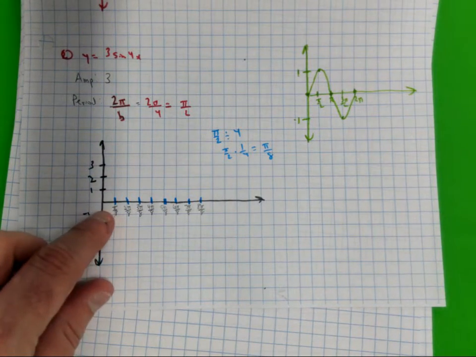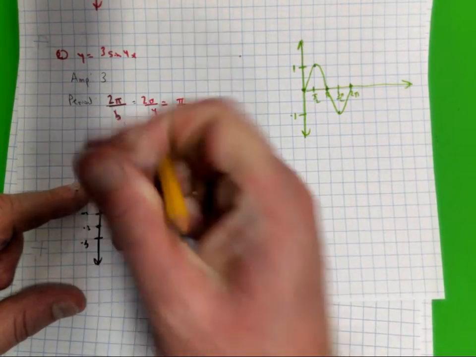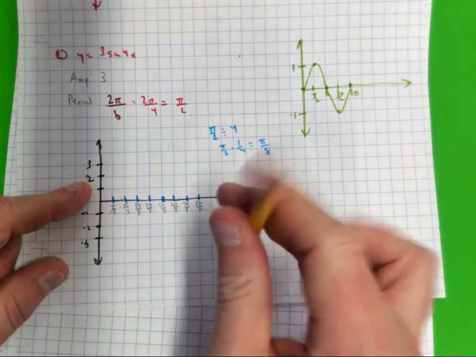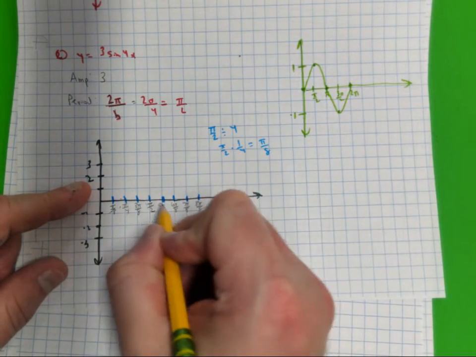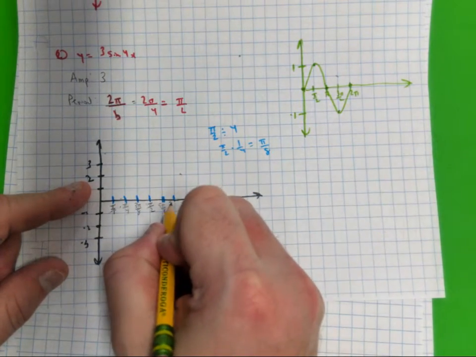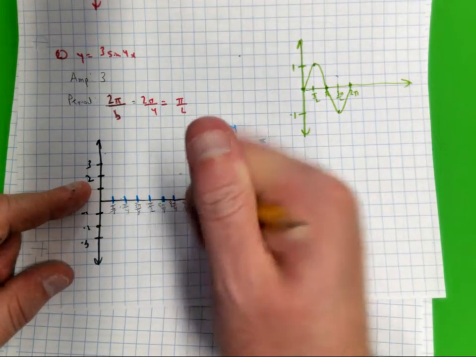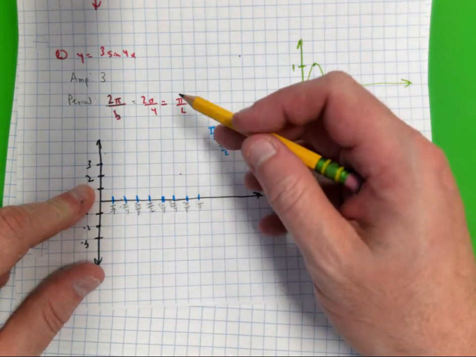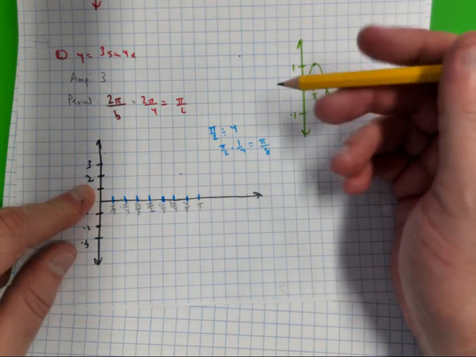Now, I can't reduce 1 pi over 8, but I can reduce 2 pi over 8 to pi over 4. 3 pi over 8 cannot reduce. 4 pi over 8 is pi over 2. 5 pi over 8 does not reduce. 6 pi over 8 is 3 pi over 4. 7 pi over 8 does not reduce. 8 pi over 8 is pi. And let's see if this makes sense. To complete one cycle, it takes pi over 2 distance. But we're graphing 2 cycles, so should we end up at pi? Yes, we should.